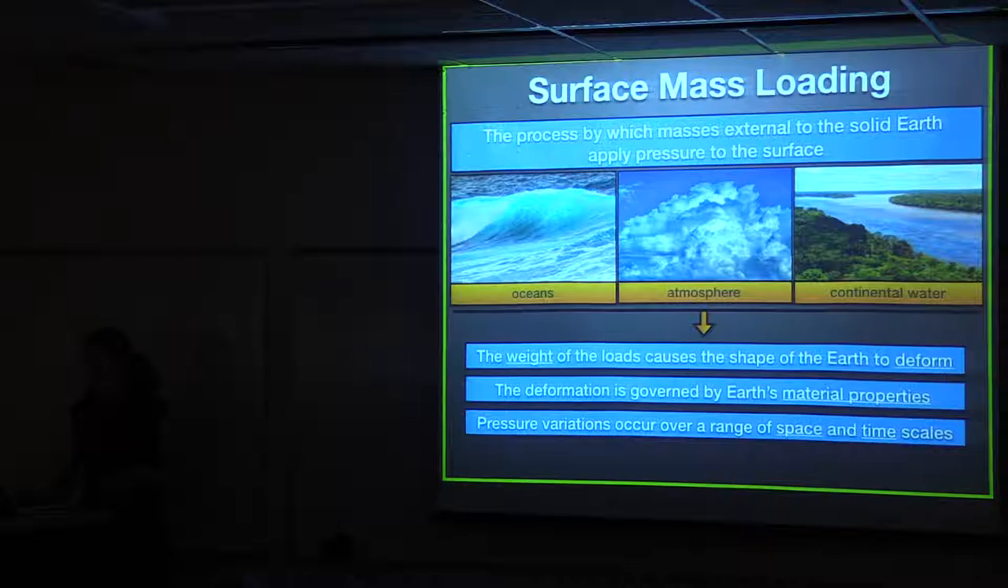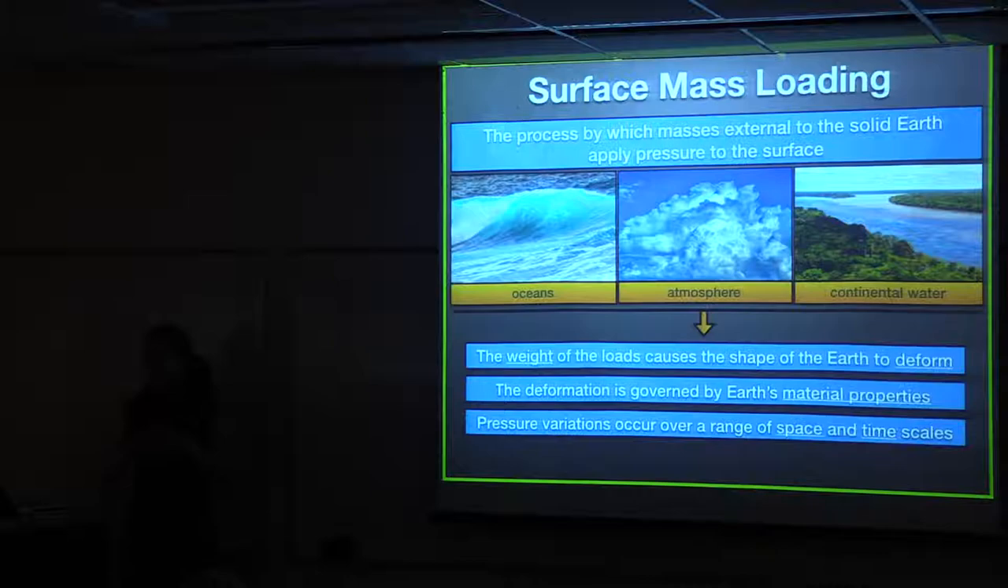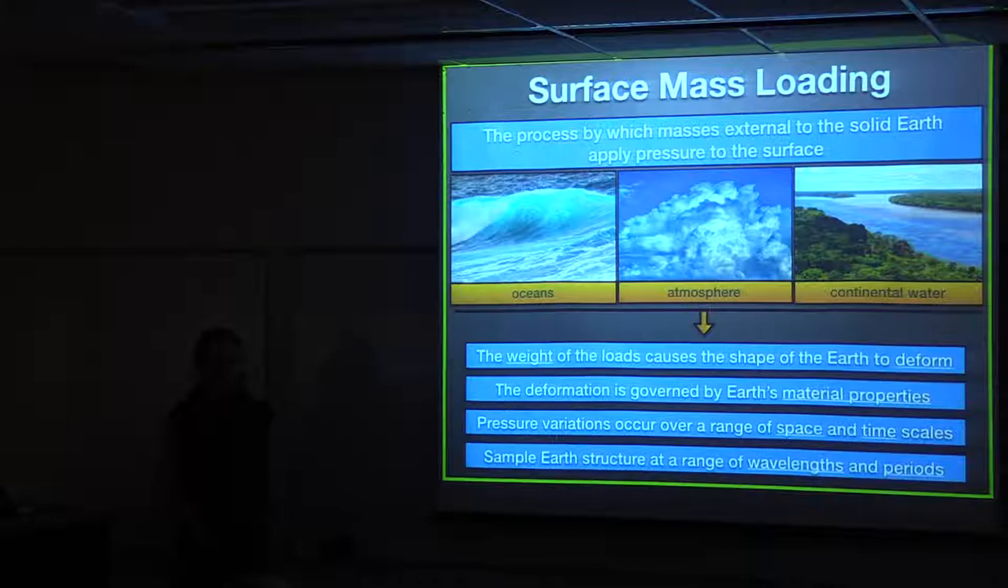Due to the variety of forces, from the oceans to the atmosphere, to rivers, to mountain snow, the pressure variations are occurring over a broad range of space and time scales. This is very good news for geophysicists, because it means we have the opportunity to sample Earth structure across a broad spectrum of spatial wavelengths and temporal periods, including periods that are intermediary between seismic and glacial, where there's currently a gap in our understanding of Earth's response at those periods.